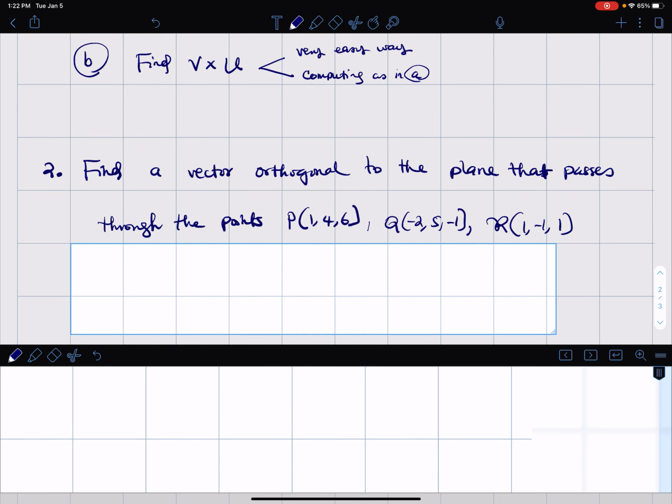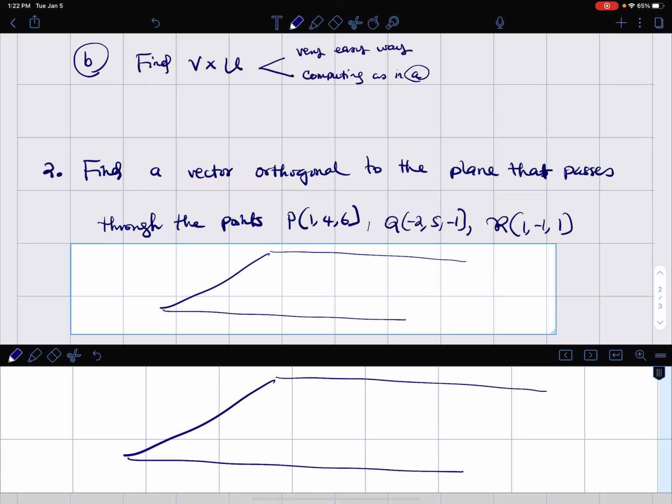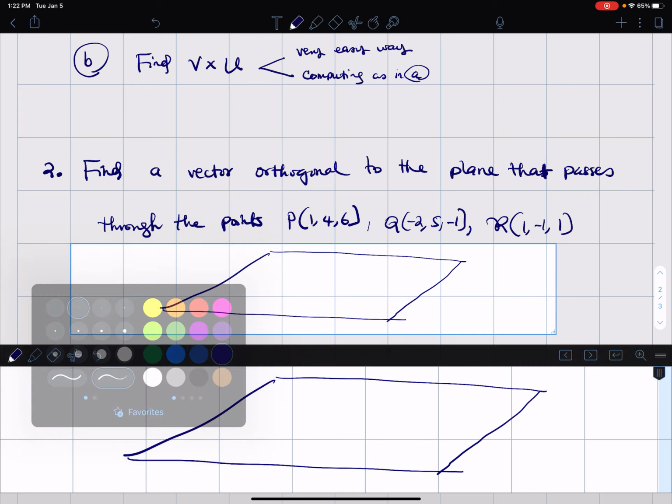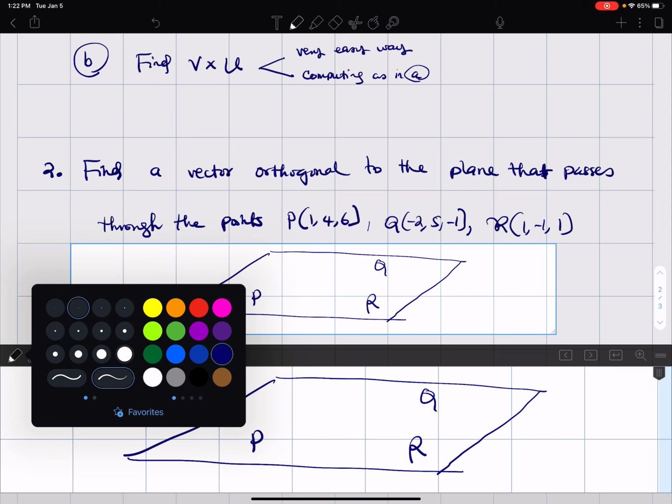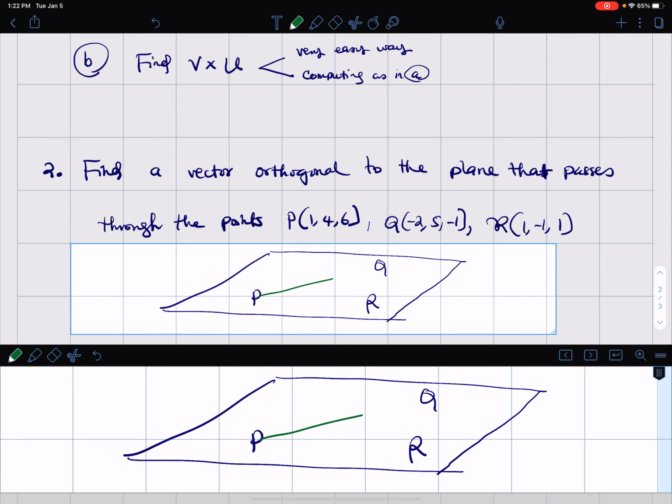All right. So we have this plane. It has all these points on it. So you have the point P, the point Q, and the point R. I'm just assuming that these are the locations, and it doesn't matter. So think about this. We can create two vectors on this plane.